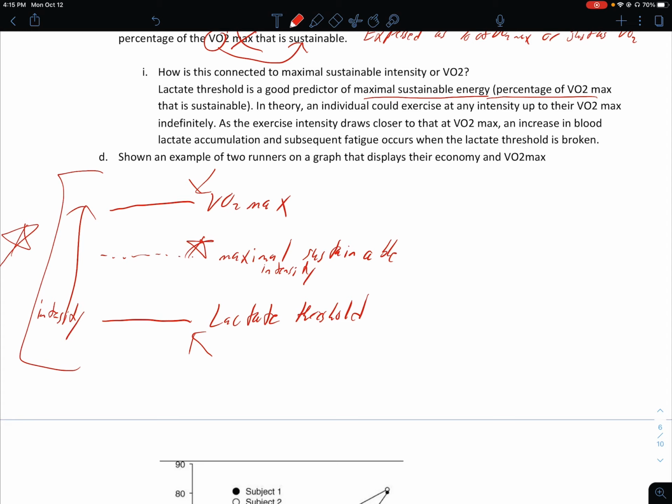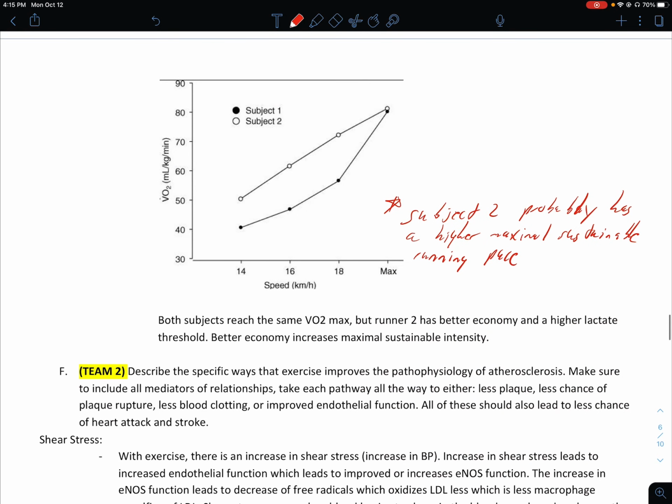Okay, so what we're looking for in those elite athletes that all have a similar VO2 max is where this maximal sustainable intensity occurs. Does it occur at like 90% of VO2 max? Is it more down here at like 70%, right? Because the one at 90% is going to be the faster or better endurance athlete. And this example here is perfect, the two runners from the notes. Subject 2 probably has a higher maximal sustainable intensity, right? And that's the key there.